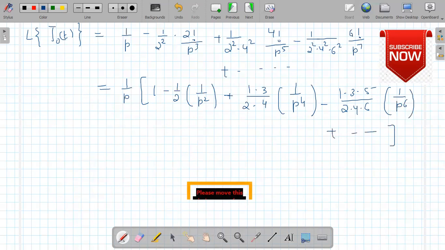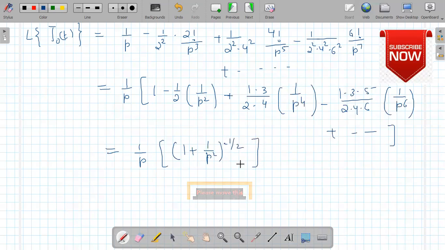And so on. So if you observe, this is an expansion of 1 plus 1 upon p square raised to the power minus 1 upon 2. So if you solve it, you will get this by binomial expansion. So this is nothing but 1 upon square root of 1 plus p square. So this is how we find the Laplace transform of this Bessel's function.